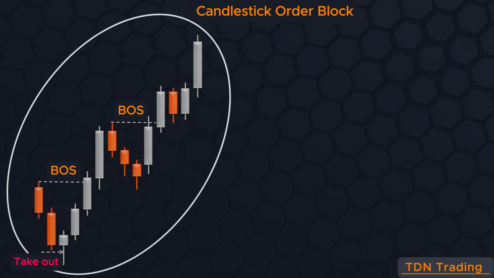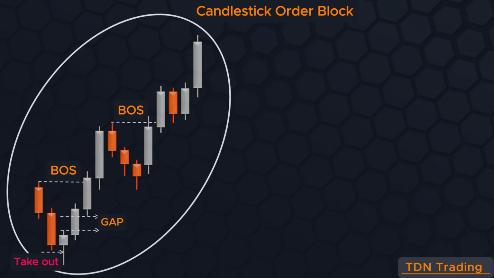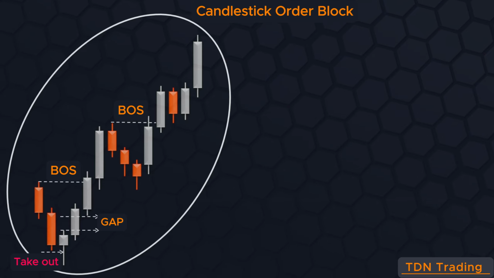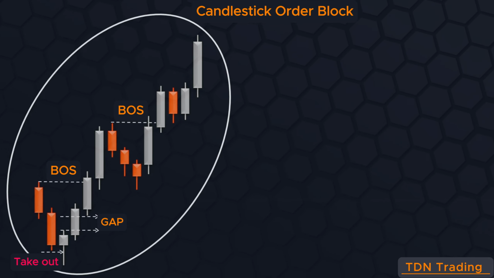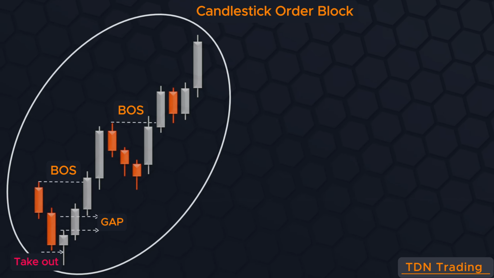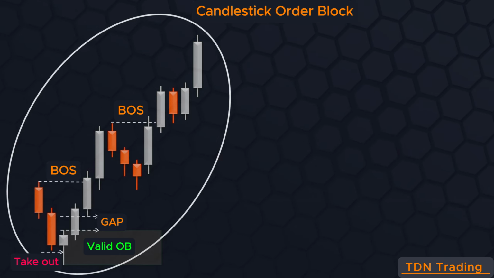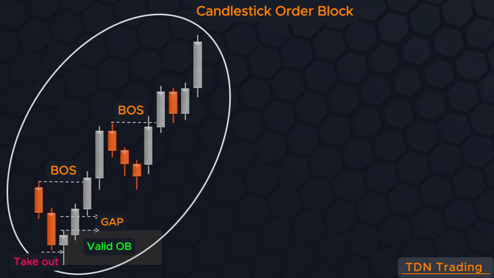If we look at this 3-candle sequence, we see that the upper wick of the first candle and the lower wick of the third candle do not overlap the whole body of the middle candle. Here we have a gap between the candles, representing the imbalance. Since the criteria for a valid order block are met here, this candle represents a valid order block. If we look a bit higher, we see that once again, the price has created an upward drastic movement.